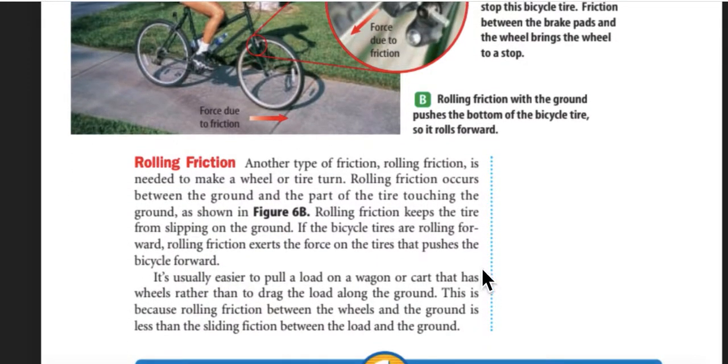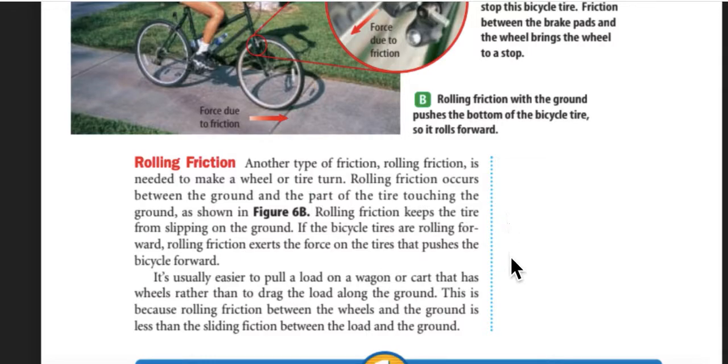And now, finally, rolling friction. Another type of friction, rolling friction, is needed to make a wheel or a tire turn. Rolling friction occurs between the ground and the part of the tire touching the ground, as shown in Figure 6b. Rolling friction keeps the tire from slipping on the ground. If the bicycle tires are rolling forward, rolling friction exerts a force on the tires that pushes the bicycle forward.